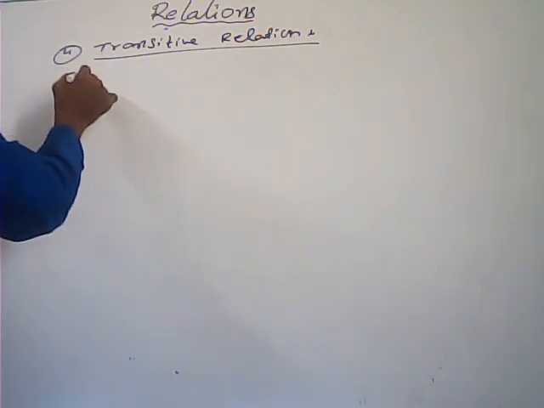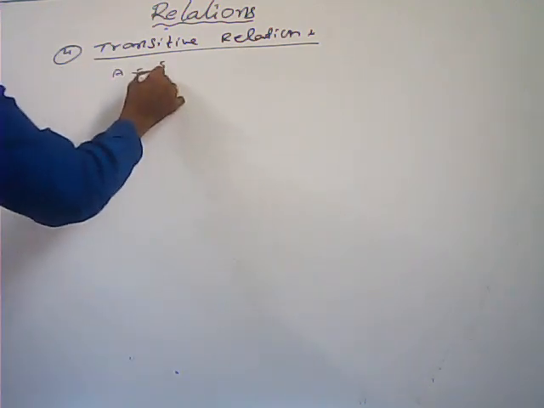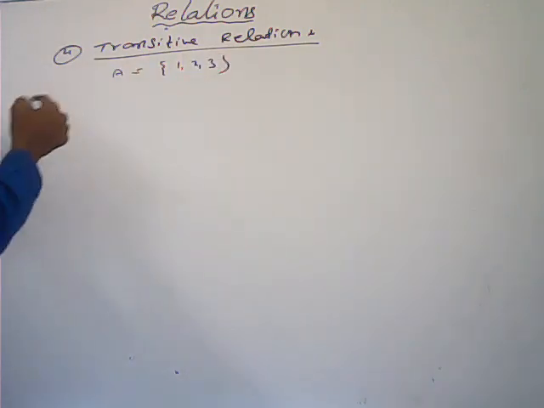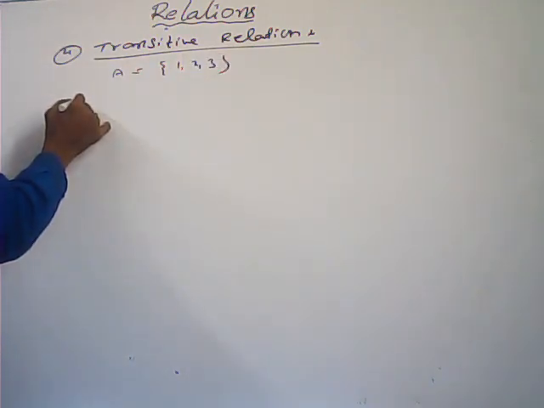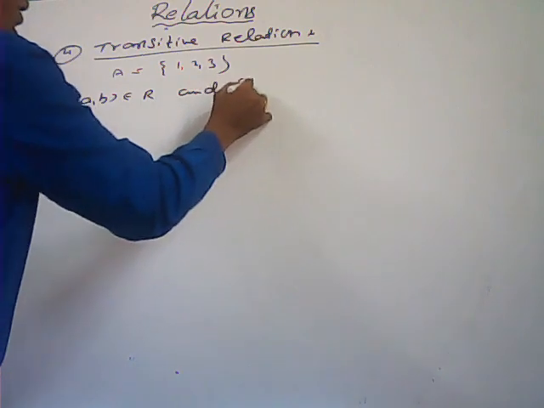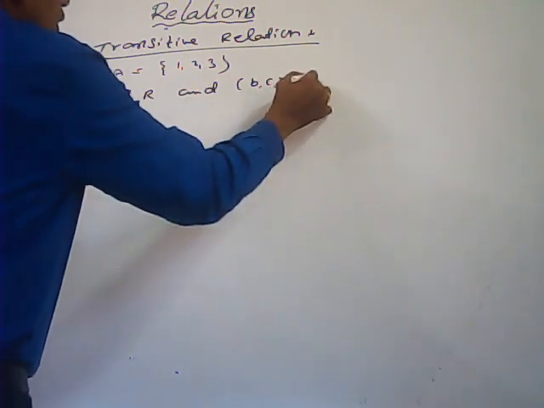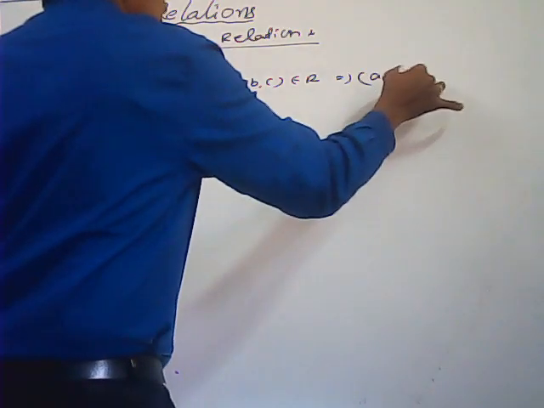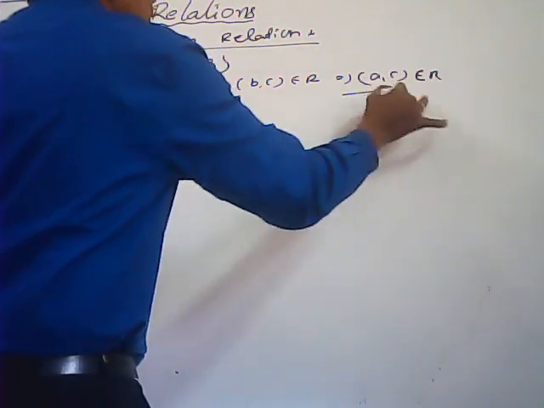Now, A is equal to the set of, for example, 1, 2, 3 only. Here, what is the actual definition? Everywhere, what do they give here? Ordered pair (a, b) belongs to R, and ordered pair (b, c) belongs to R. That implies ordered pair (a, c) belongs to R. Here we have to analyze this definition.